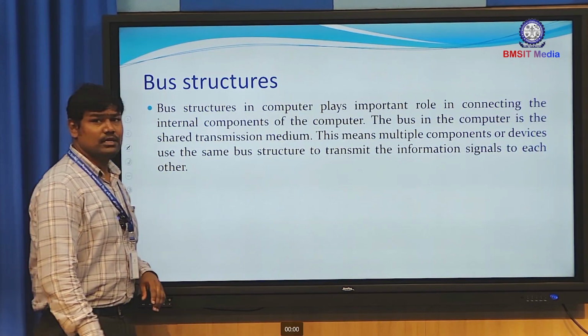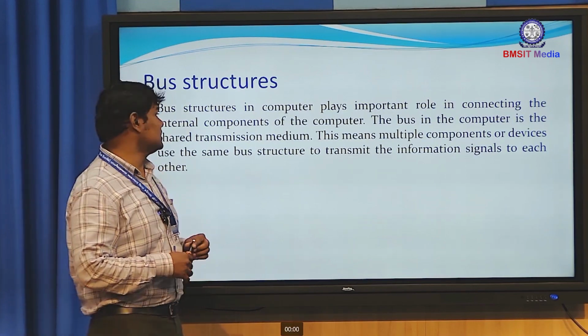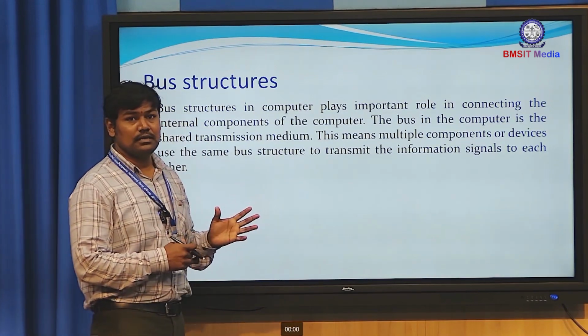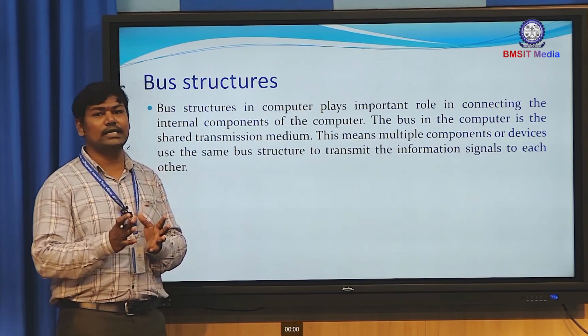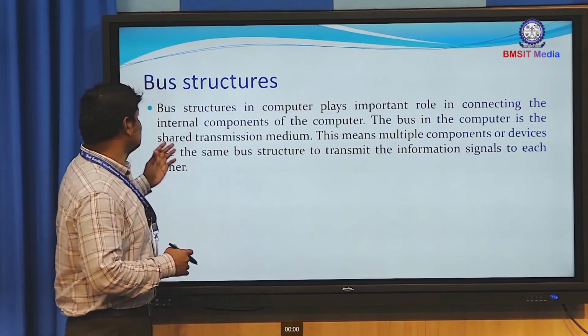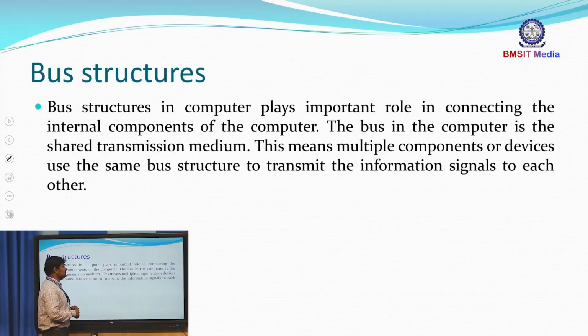Next we are moving to the next topic, bus structure. So what is a bus? A collection of wires is called a bus. The bus structure in a computer plays an important role in connecting the internal components of the computer. So what are the internal components? Input devices, output devices, processors, and the registers we are connecting can be considered internal components of the computer.